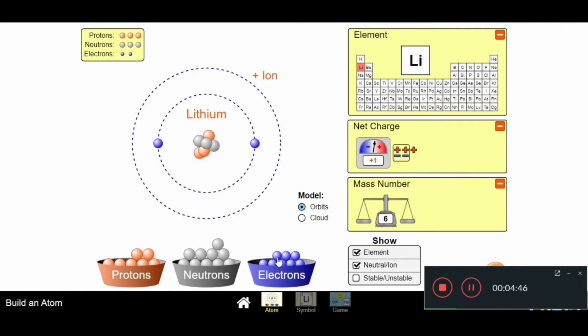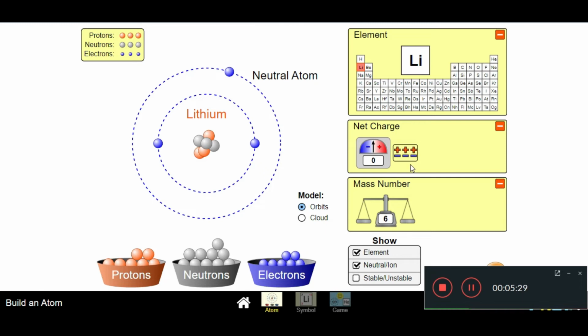Now when I add one more electron, the element is still the same, lithium, and the net charge now equals 0. Previously +1, and when I add one more electron it becomes 0. So it shows us that an electron has an electrical charge of -1. So +1 -1 equals 0. Now it becomes neutral. As you can see here, we have 3 protons and 3 electrons, so it's an equal number of electrons and protons, and that's why the net charge equals 0.